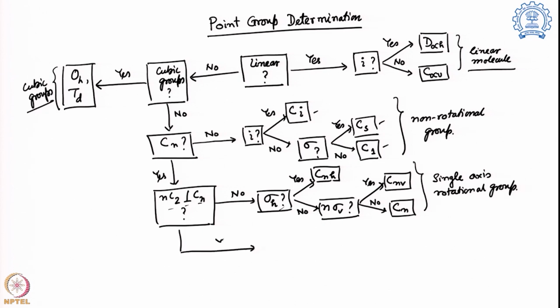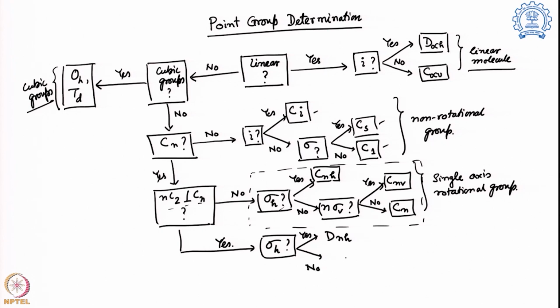And if it does have a number of C2 perpendicular to Cn, then the molecule belongs to the Dn point group. So we go to, do you have a sigma h? The similar line of questioning that we have done just over here, we are just going to repeat it. Sigma h, if the answer is yes, the molecule belongs to the Dnh point group.